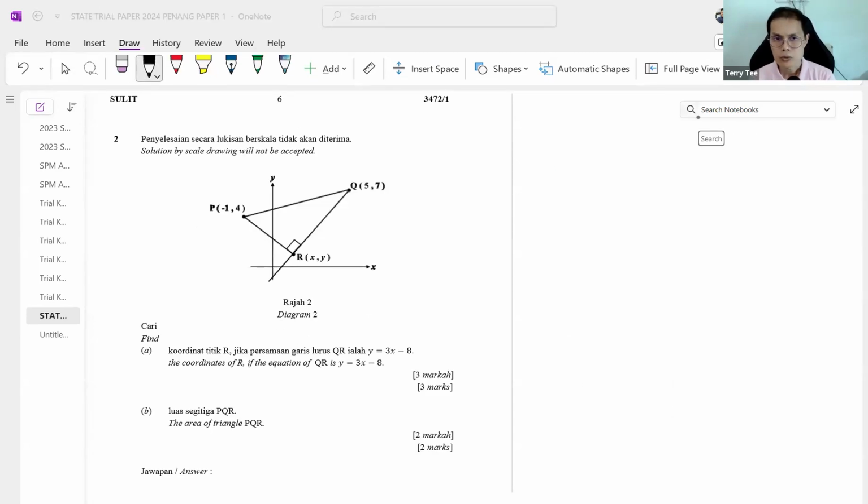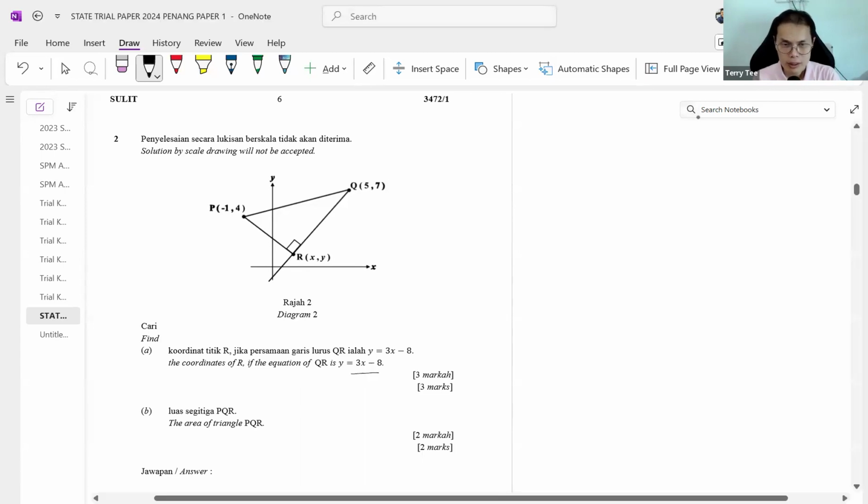Okay, moving on to question number 2. This is from the chapter Coordinate Geometry, Form 4, Chapter 7. You are given that 3 points PQR represent a right angle triangle on the Cartesian plane. We are also given the equation of QR is y equals 3x minus 8. You're supposed to find coordinate point R.